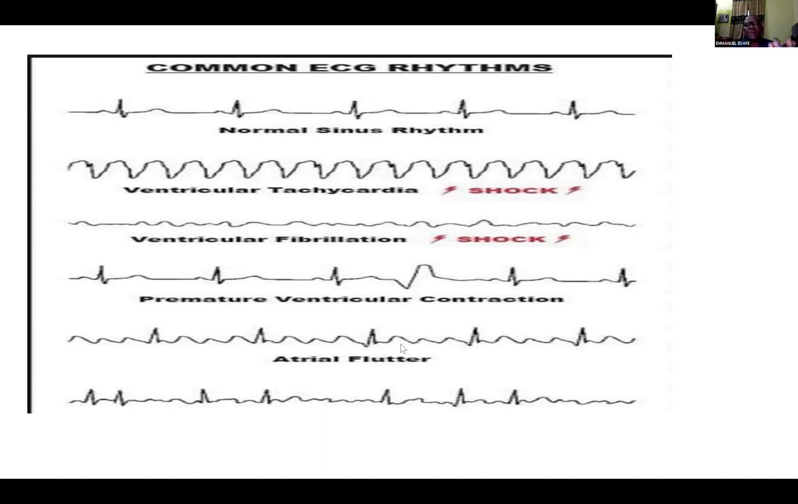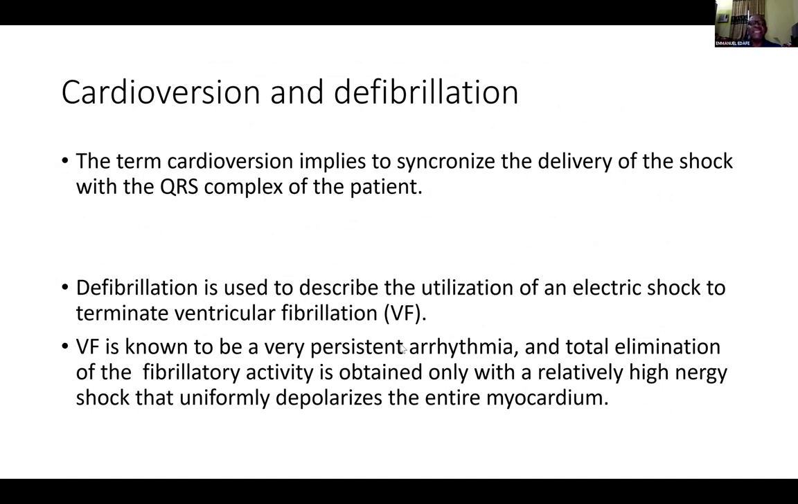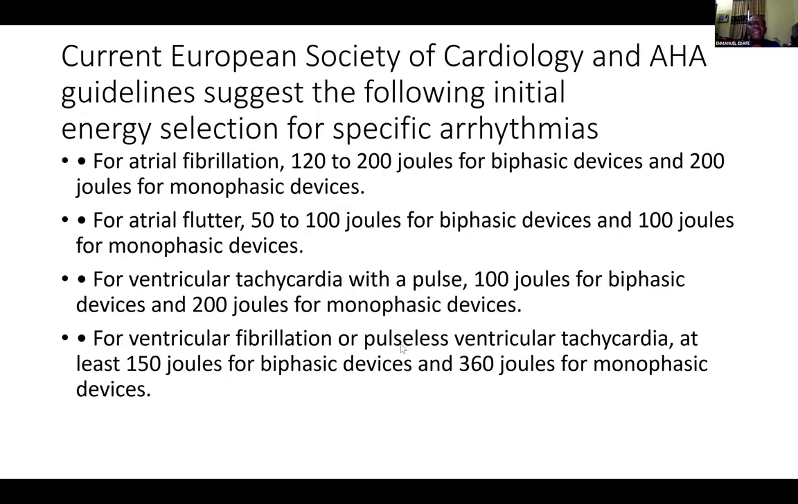If atrial flutter or atrial fibrillation, and the patient is hemodynamically compromised, cardiovert that patient immediately. So there are readings that will apply cardioversion, and some readings will apply defibrillation. Now, the current European and American guidelines say that for atrial fibrillation, you cardiovert starting with 120 to 200. You start lower, and if that does not work, you escalate it. For atrial flutter, you can start with 50 to 100 and escalate it.